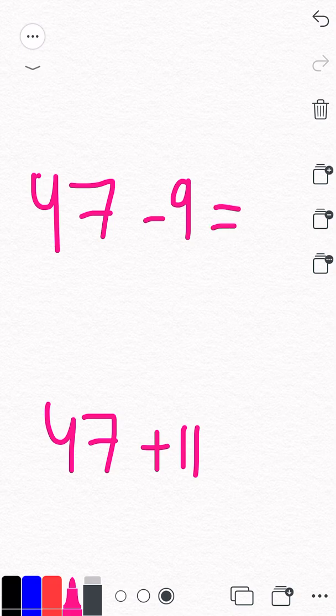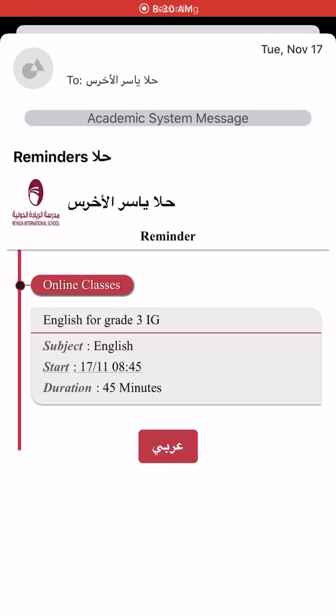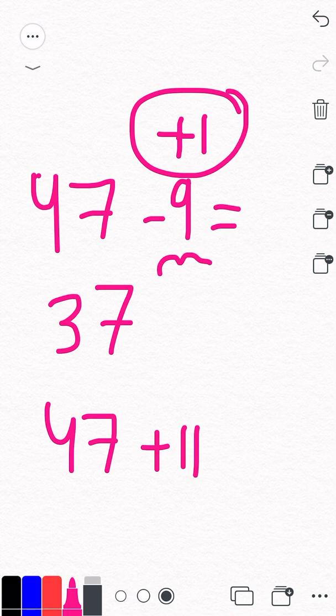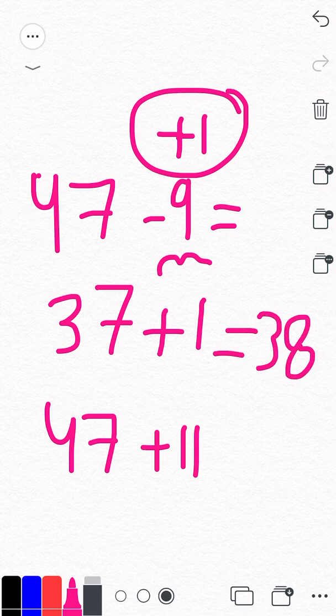Now adjust the second number here, add 1, that makes it 10. 47 minus 10 equals 37. Now, because we added, we have to add in subtraction. Use the same number. Now, that equals 38. So, 47 minus 9 equals 38.